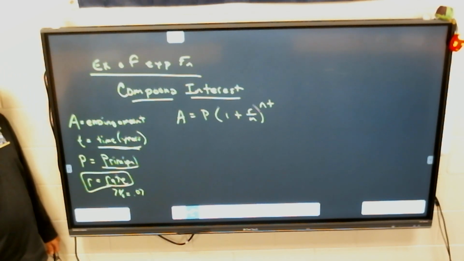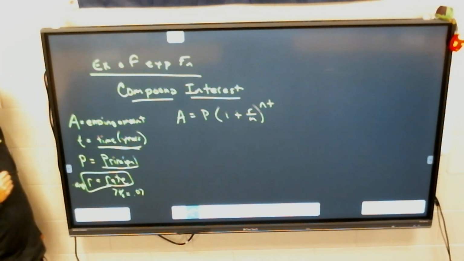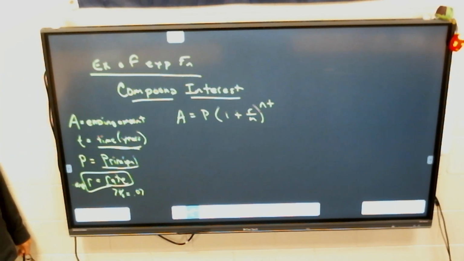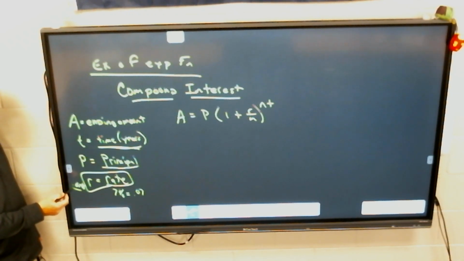How many have a savings account? Do you know what rate your current savings account is getting? I know what Commerce is. Commerce currently is 0.01%, which means if you put $1,000 in the bank, in 1 year they're going to say, thank you for having your money with us, here's $1. So it's not a lot of money.